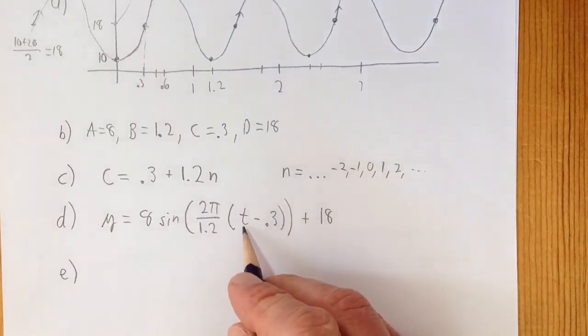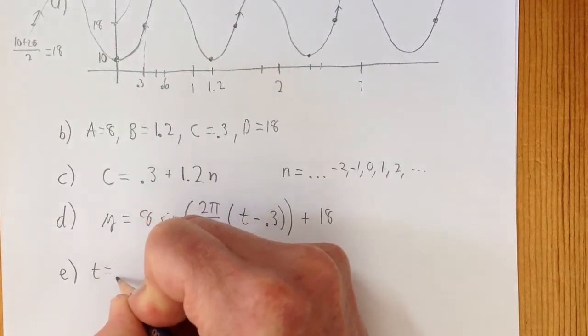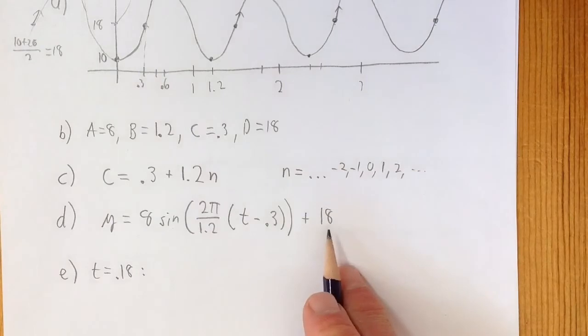So all they're saying is, okay, let's see if you can use a calculator. Plug in 0.18. So plug in T equals 0.18. Make sure your calculator's in radians, and you can figure out what the height is. I'll let you figure that out.